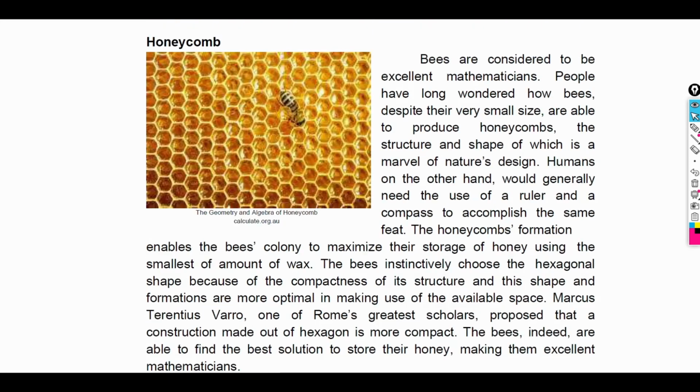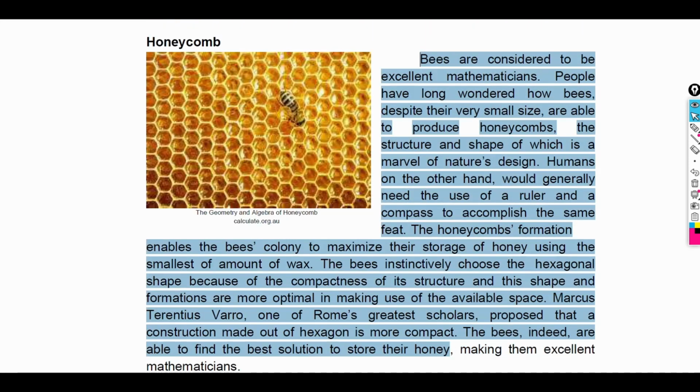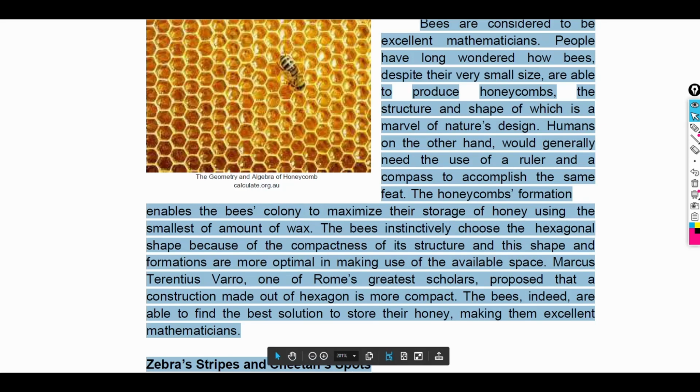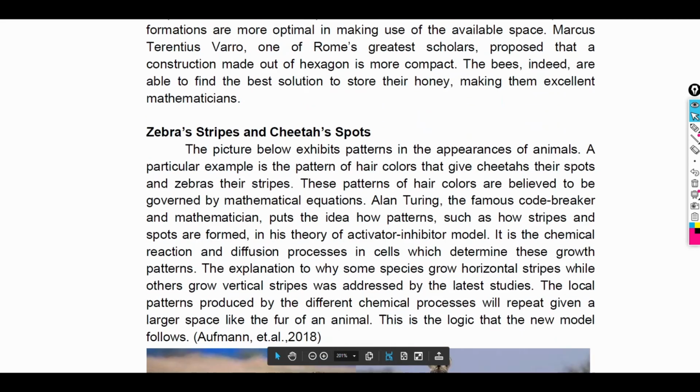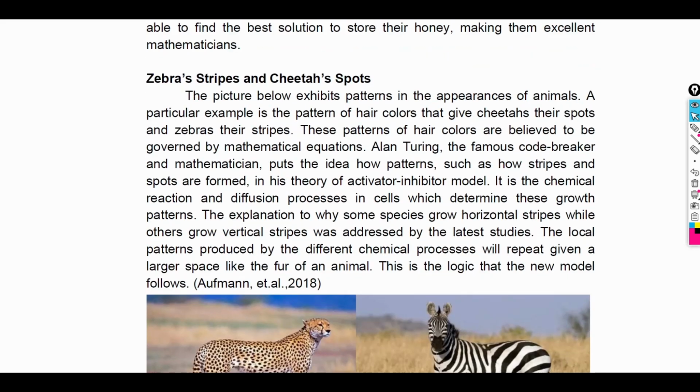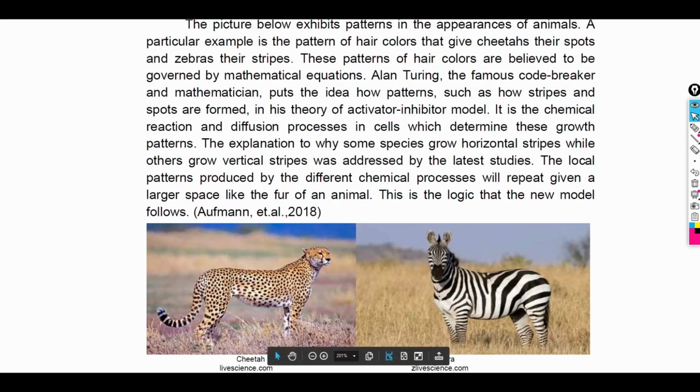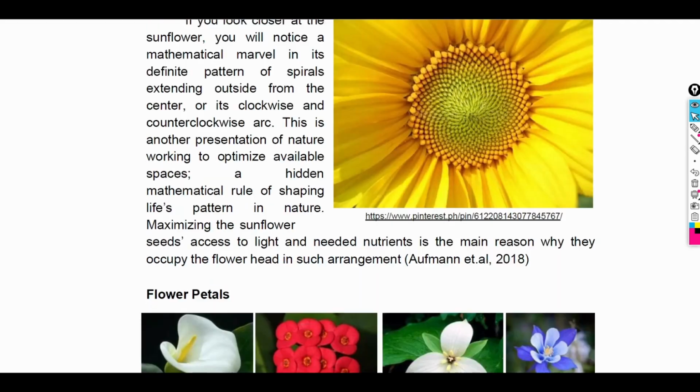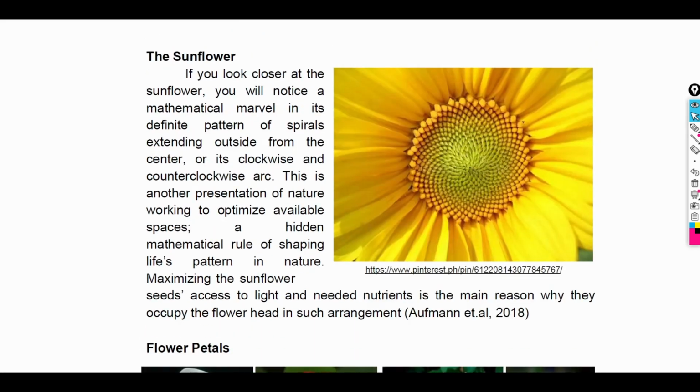So for the honeycomb, these are the explanations of some form theories. Okay, then for the zebra stripes and cheetahs, they related this to the stripes and the spots of the tiger. So notice that they related this pattern between the spots and the stripes of these two animals to mathematics. Okay, the sunflower also. For the sunflower, you are not supposed to copy this one, no?